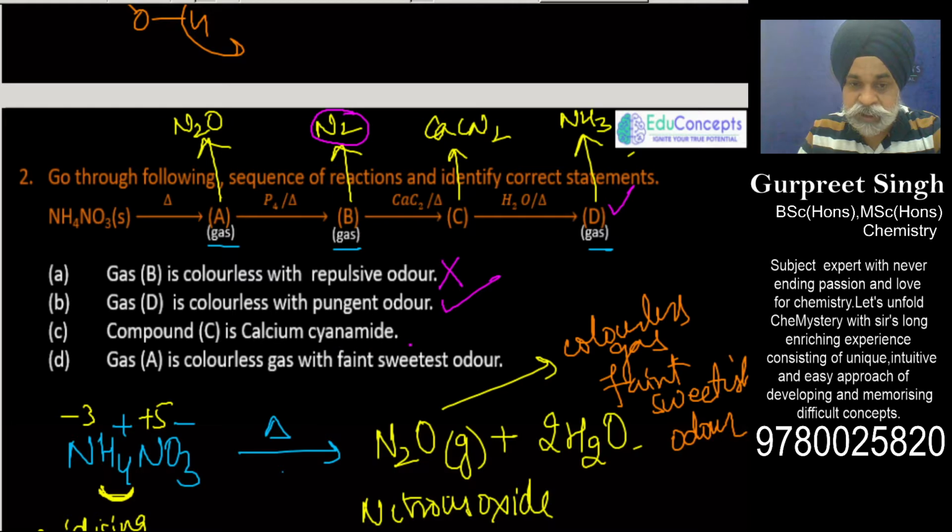Calcium compound C is calcium cyanamide. This is perfectly right. And gas A is a colorless gas with a faint sweetish odor. So yes, it also is correct. Had it been a single choice question asking for the incorrect statement, the answer would have been A, but here it is more than one choice for the correct statements, so the answer comes out to be B, C, and D.